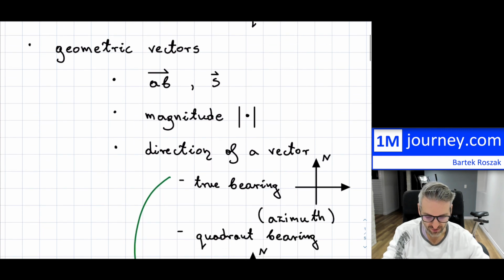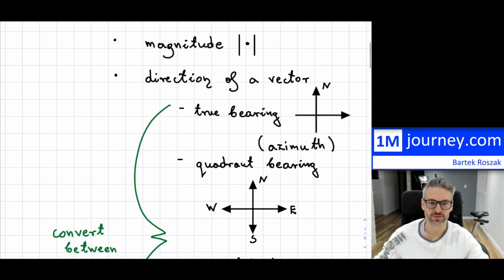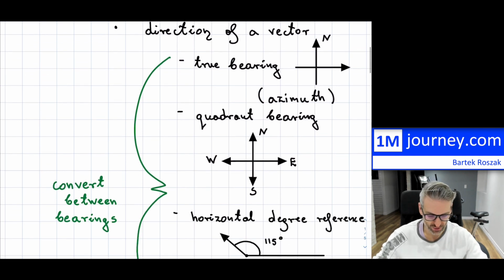I'll talk about magnitude, and how you can express the direction of a vector. You can utilize true bearing or azimuth bearings with respect to north. You can also utilize the quadrant bearing when you start talking about north, south, west, and east. And then you can also do it by regular standard degree reference, with respect to the horizontal, which is equal to 0, and you're probably very familiar with that from the basic quadrants of a Cartesian plane. So that's how you can do that, at least in 2 dimensions.